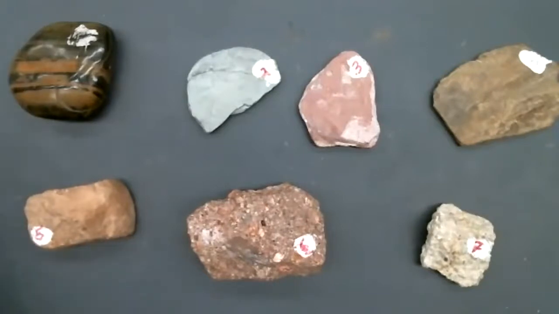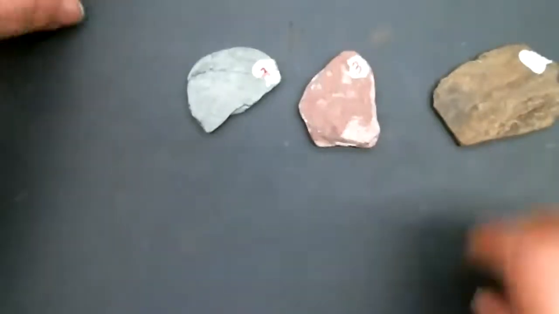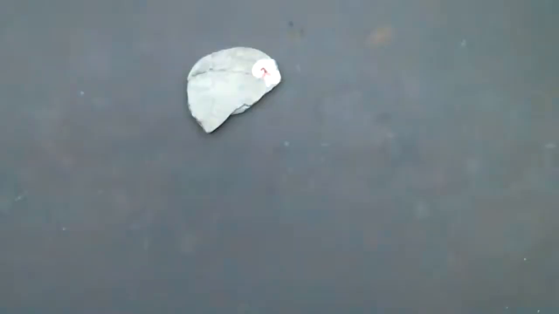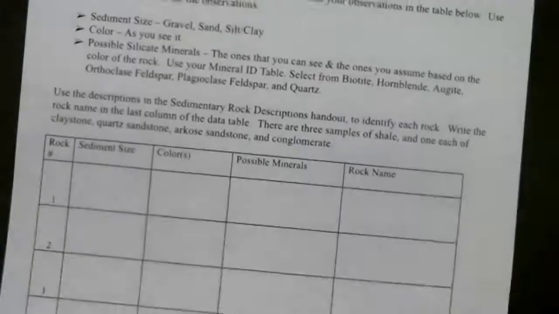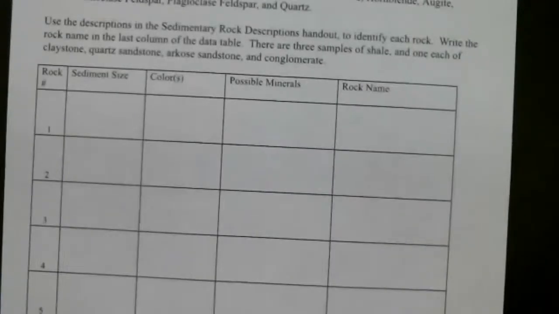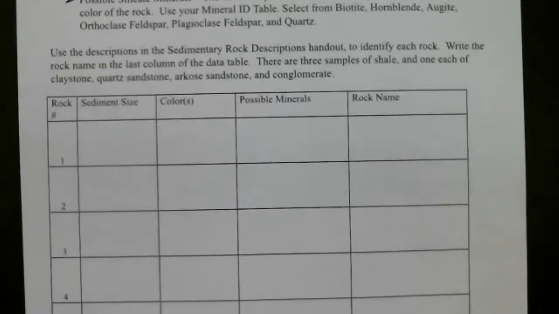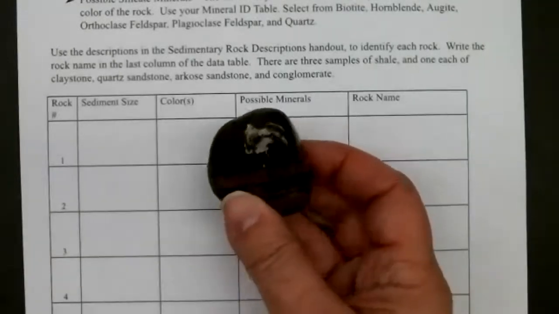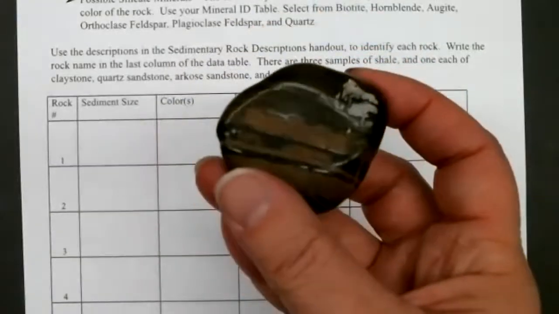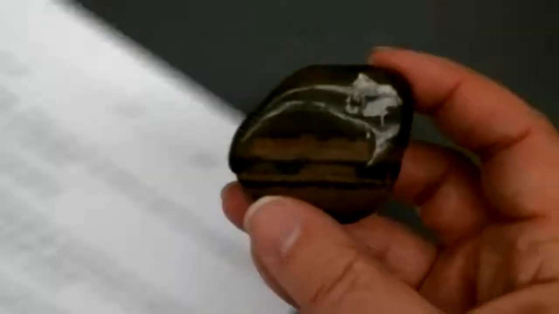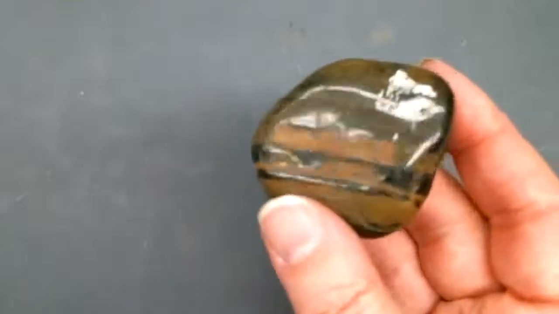Okay, so what we're going to do now is record the size of the particles on our document. So I'm going to once again move the rocks out. And there's my worksheet. And I'm going to identify particle size, sediment size. So each rock has a number on it. This is number 1. And again, I need to remove that so the lighting is better.